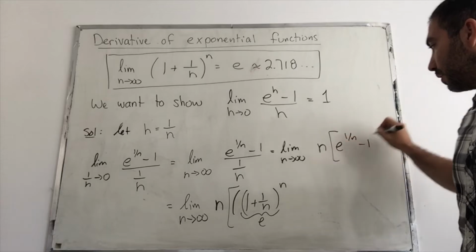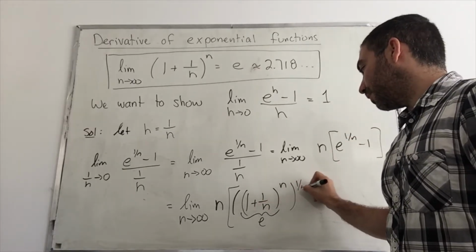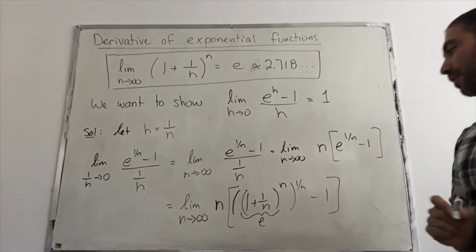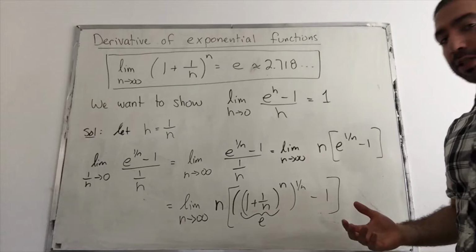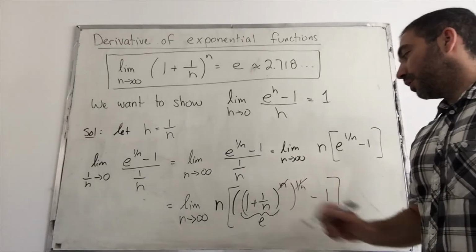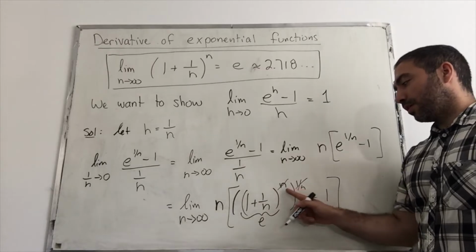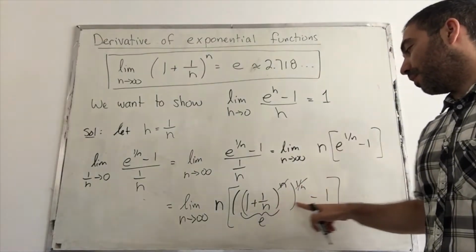We'll put square brackets here just to differentiate. This is to the bracket 1 over n minus 1, all that in square brackets. So what you have to catch here is that the exponent n and the 1 over n cancel each other, because n times 1 over n is 1. And what we're left with is 1 plus 1 over n minus 1.